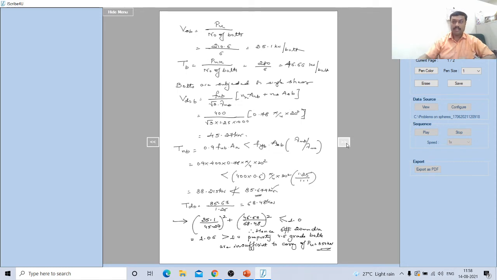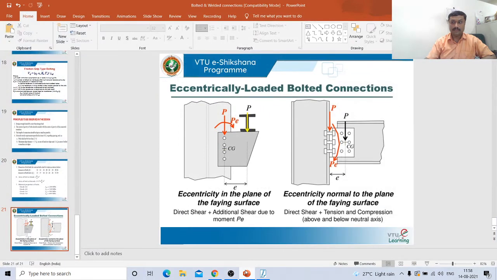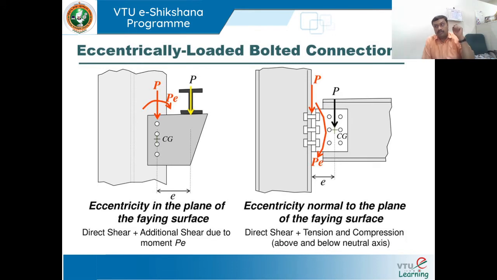What are these eccentric bolt connections? See, whenever the force applied does not pass through the center of gravity or CG point of the joint, then such joints carry a moment in addition to an axial direct force. Such type of connections are known as eccentric connections, and they are also known as bracket connections. Look at this, two figures are there here. You can see here.